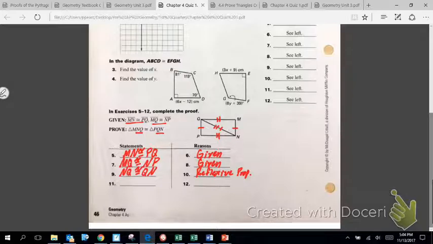So now I can say I have a side, I have a side, and I have another side. So I can conclude that triangle MNQ must be congruent to triangle PQN by the side, side, side congruence postulate. Or if you just say side, side, side, I would be okay with that.